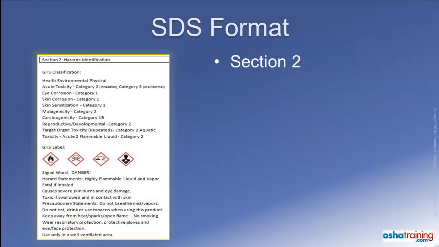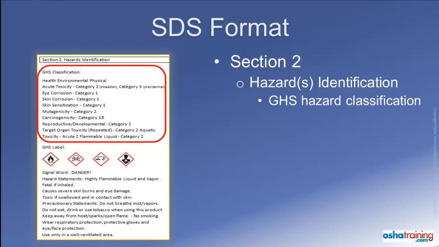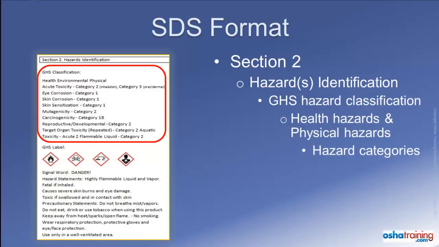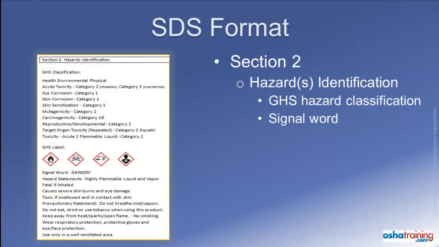The second section of a safety data sheet is titled Hazard Identification. Here you will find the GHS hazard classifications for the product, including those for each health hazard and physical hazard, and their individual ratings in applicable hazard categories. You will also find the appropriate signal word associated with the product.